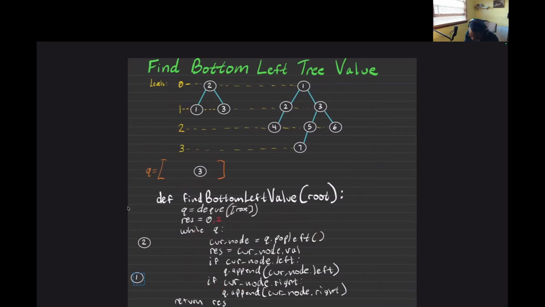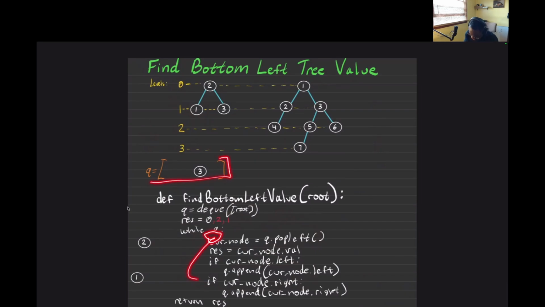So this guy gets popped off the left side as a queue, as the queue functions, and we update res to be equal to that node's value, which is 1. And then we check, does it have a left or a right? It does not, right? So we're back inside our queue.